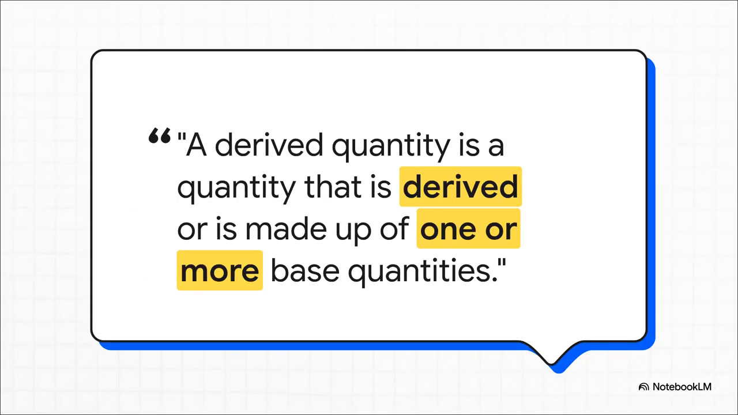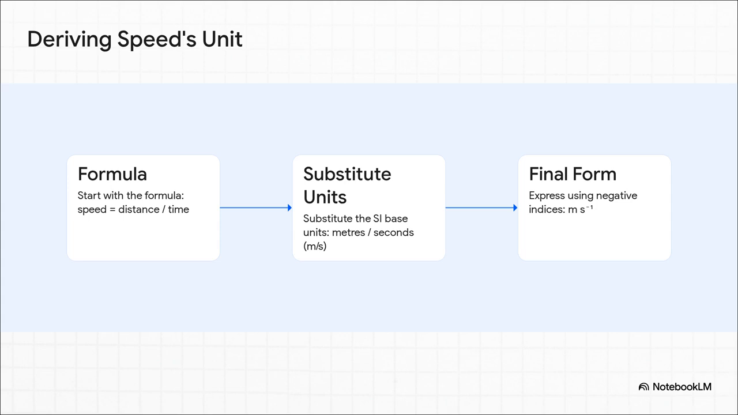But what about creating totally new concepts like speed or pressure or force? Well, it all comes back to that idea of derived quantities. Like it says here, they're simply made up of one or more of our base building blocks. Let's see this in action with a super simple one, speed. We all know the formula, right? Speed equals distance divided by time.